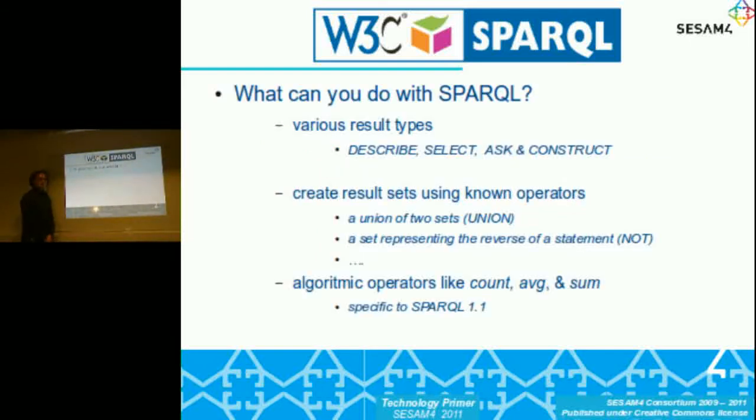So what can you do with SPARQL? What is in the syntax? There are 4 types of results in SPARQL: describe, select, construct, and ask, which I will go through in this technology primer. In order to select sets, you can use operators that you know from SQL, like unions. You can filter with statements like not, and you can also post subqueries in the newer specifications of SPARQL. There are also a lot of arithmetic operators like count, average, and sum, but those are also part of SPARQL 1.1. So if you want to use those, you need a SPARQL endpoint that can interpret these operators.